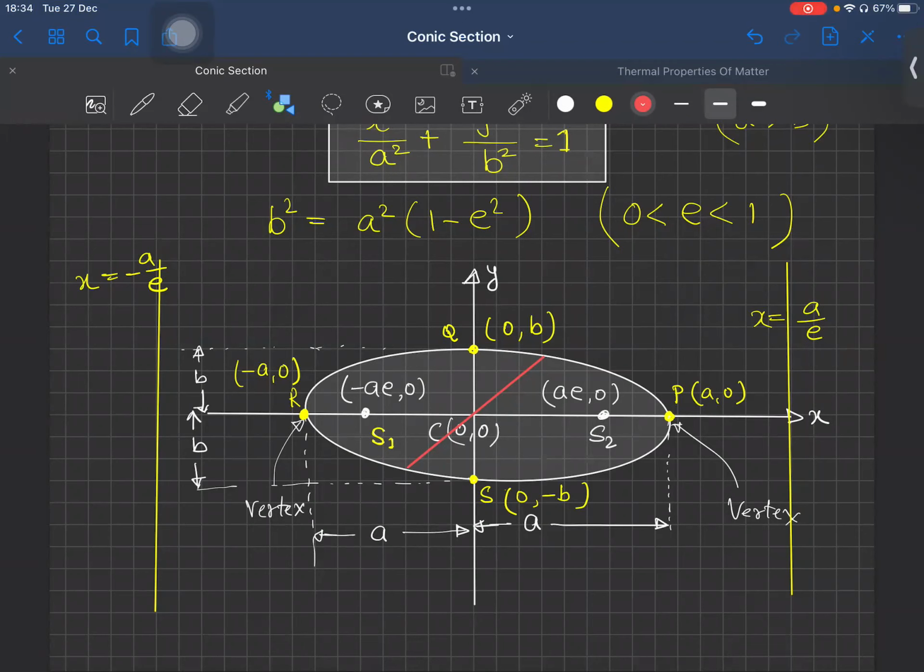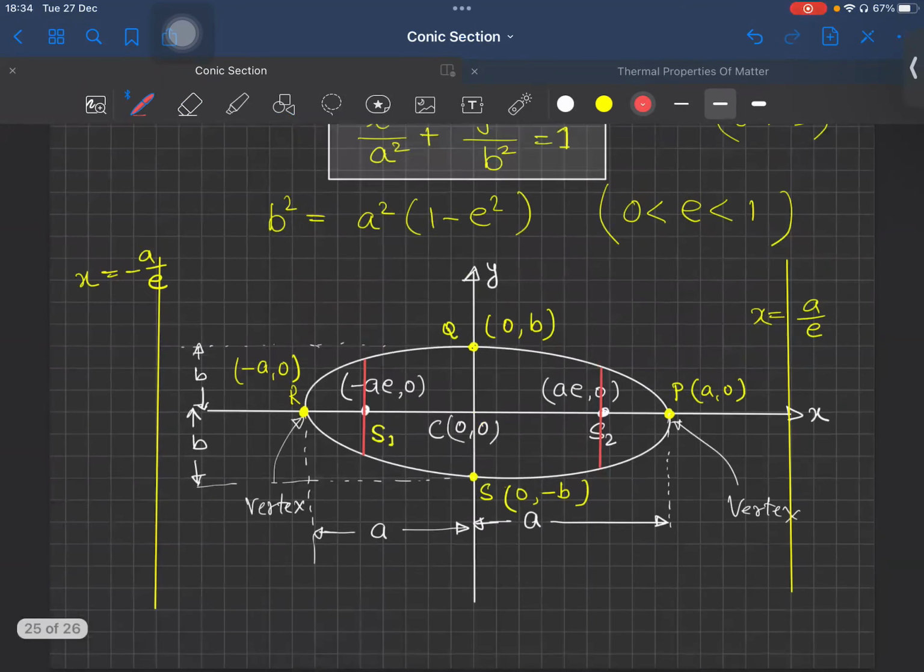Okay, latus rectum. What is the latus rectum? A chord which is perpendicular, right? It has to pass through the focus and be perpendicular. This one, this and this is your latus rectum. There are two latus recta, isn't it? So these are the latus recta. Yes or no?